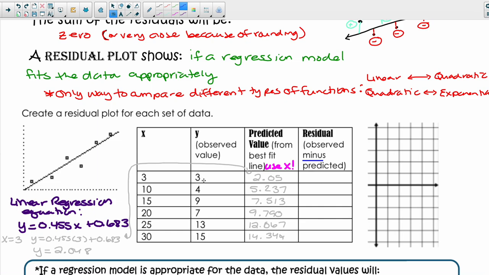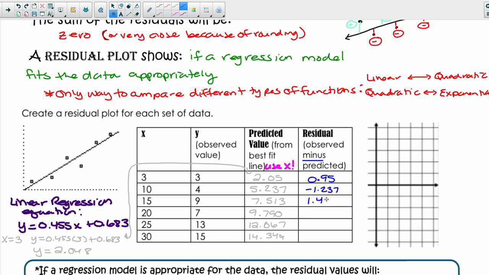So our observed value here was 3, and our predicted was 2.05. So I'm going to subtract that. 3 minus 2.05 is 0.95. It's not a big difference, and that's good. The next one was observed value of 4, but the predicted value was 5.237. So when I subtract that, the actual data is below the line of best fit. So our data point here is actually below this line of best fit, so it's going to be a negative 1.237. Now do 9 minus 7.513.